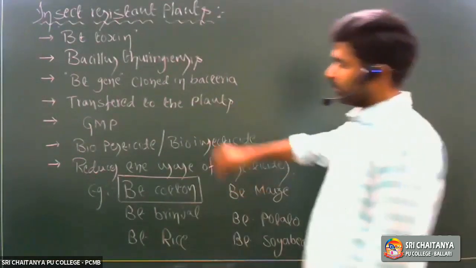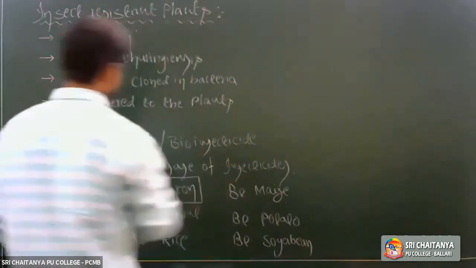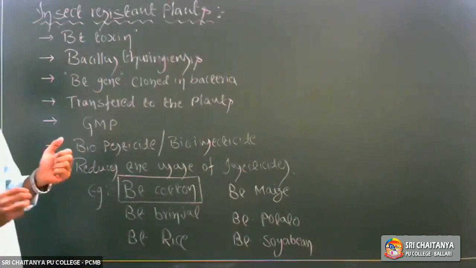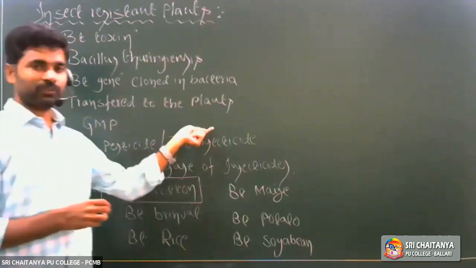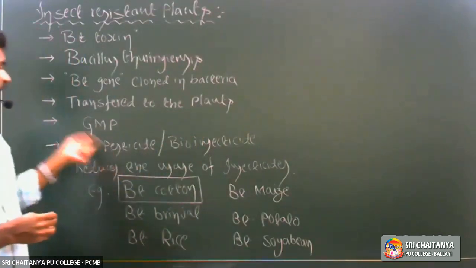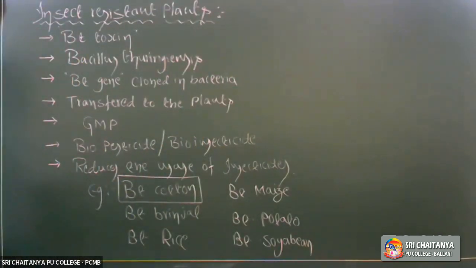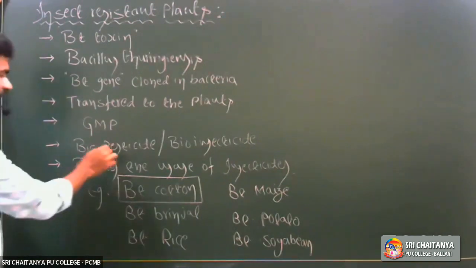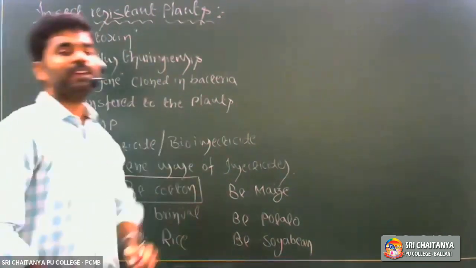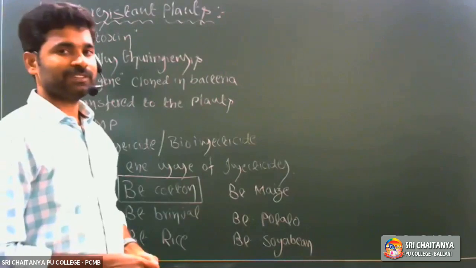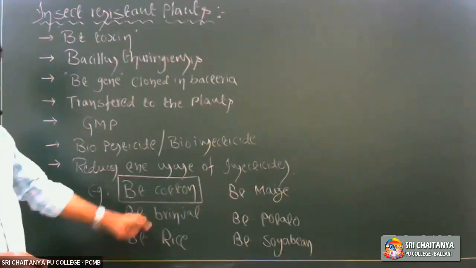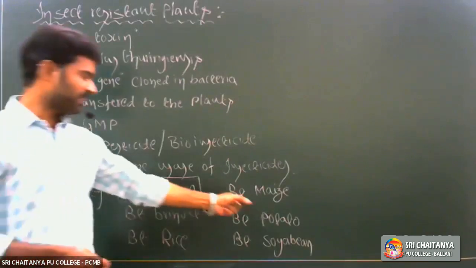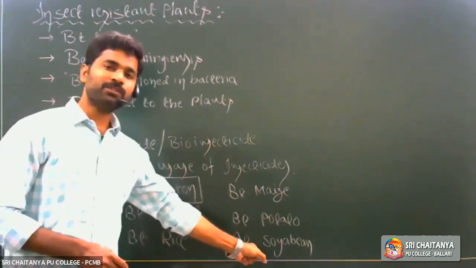So why do we call it a biopesticide or bioinsecticide? They are highly resistant to certain insects, certain pests. That's the reason we call them biopesticides or bioinsecticides. So they reduce the usage of insecticides or pesticides. Best examples: Bt cotton, Bt brinjal, Bt rice, Bt maize, Bt potato, and Bt soybeans.